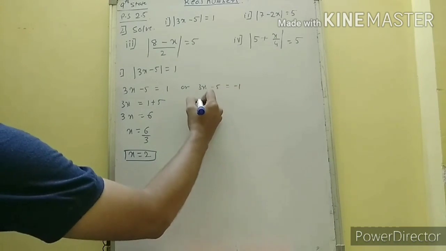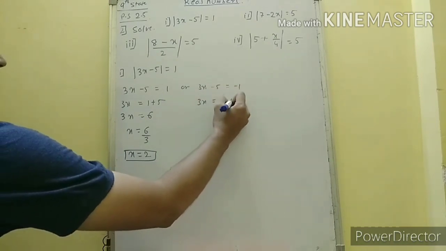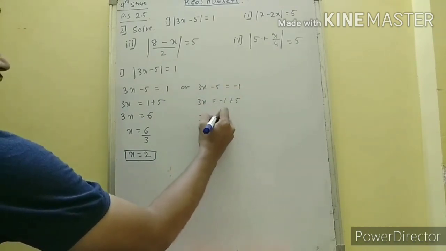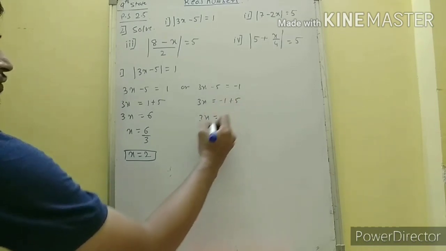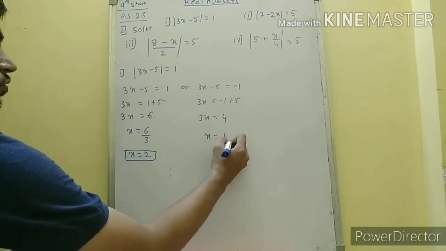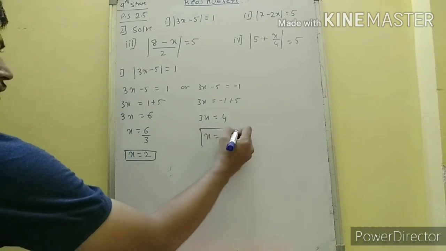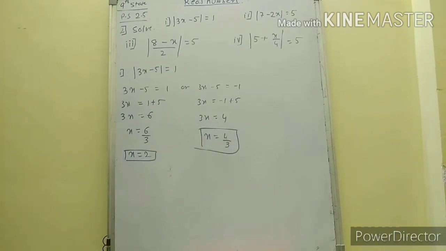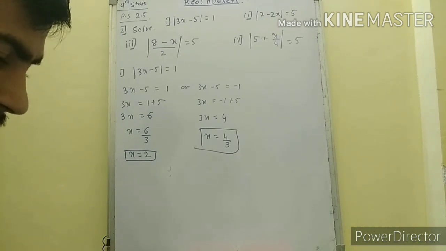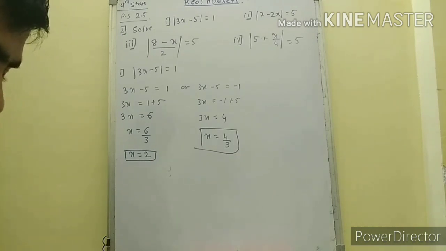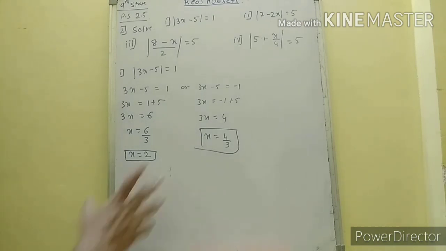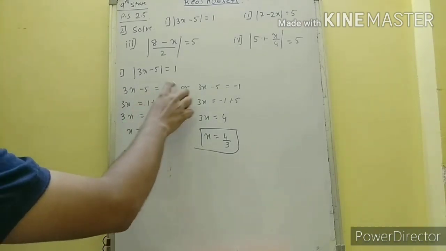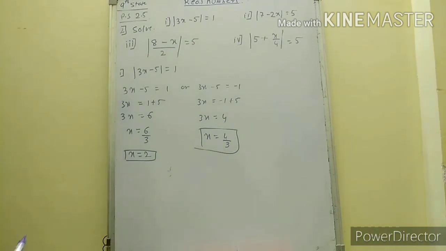Or minus 5 will go there. 3x is equal to minus 1 plus 5. 3x is equal to 5 minus 1, which is 4. So the value of x is 4 upon 3. So we have the two values of x, that is 2 or 4 upon 3. I will just check it. 2 or 4 upon 3. So this is correct. Please take a screenshot: take one positive and one negative.